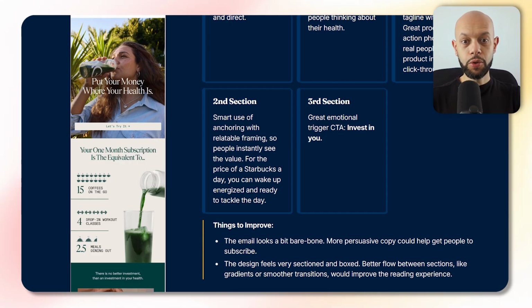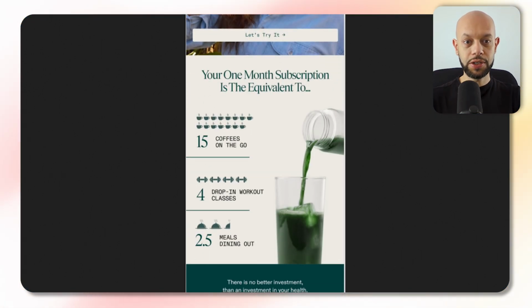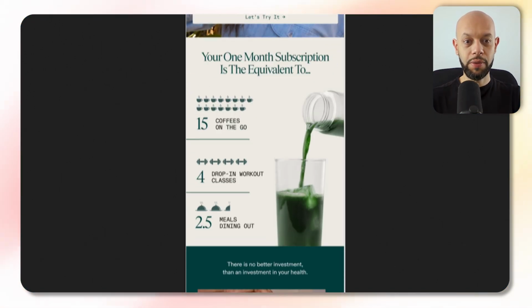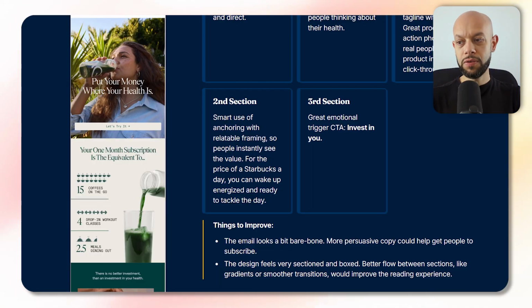The second thing to improve here is that the design feels too sectioned and boxed. You can see the top section here is a box, the second section is a box, and then the last section here. Generally speaking, with our emails, we like to make them smooth and flow better so we can lead people towards the CTA. This will make the reading experience better.